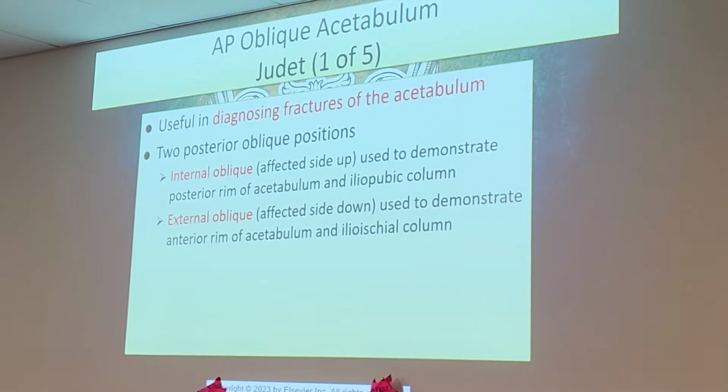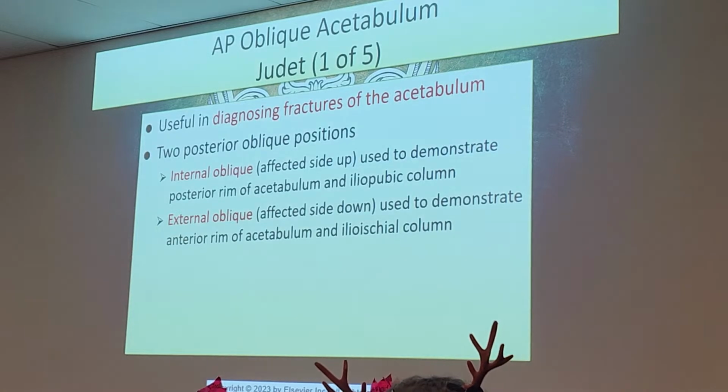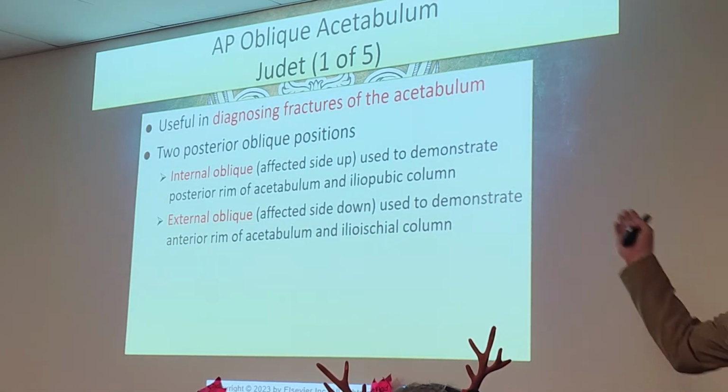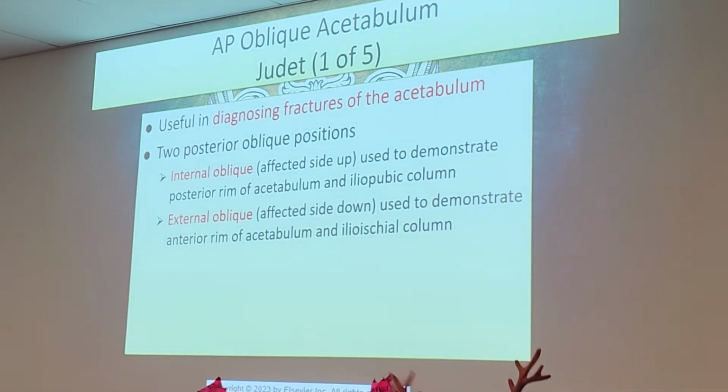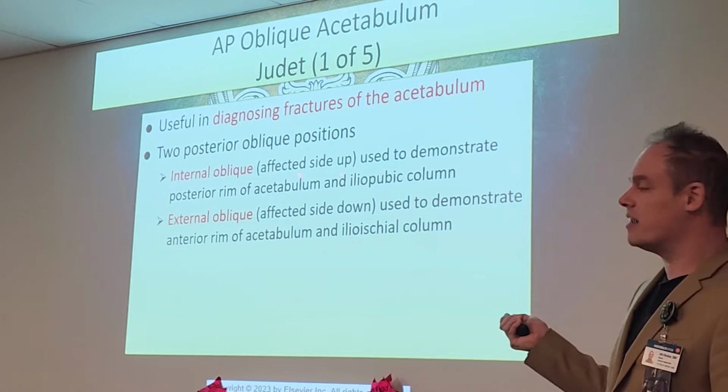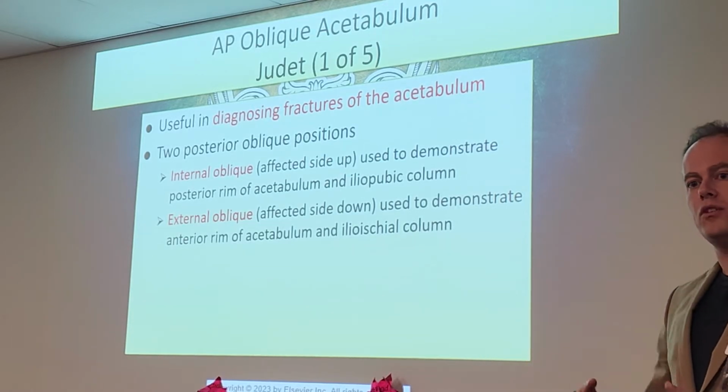So in other words, if I'm looking at the right acetabulum, I'm going to do an internal oblique and an external oblique. I'm going to do both views to show the entirety of that acetabular area. So that's what it means by affected side up, affected side down. We're going to do both those views.